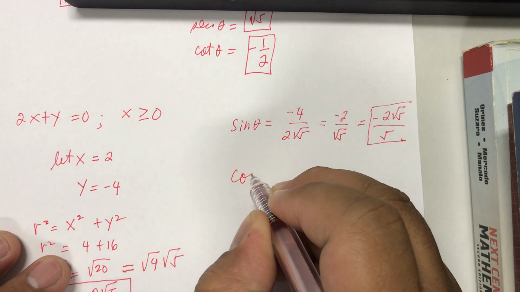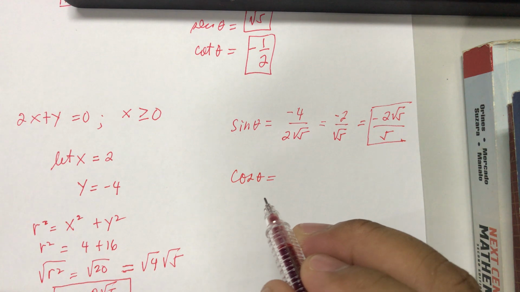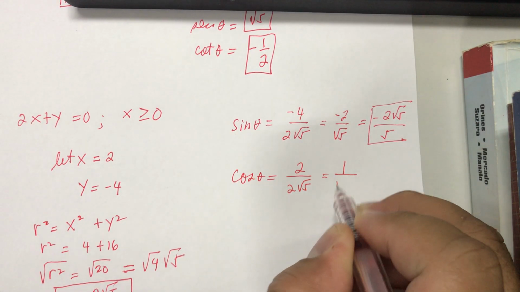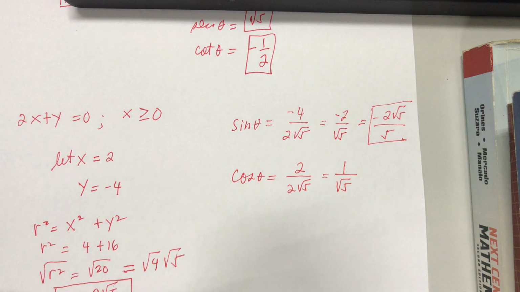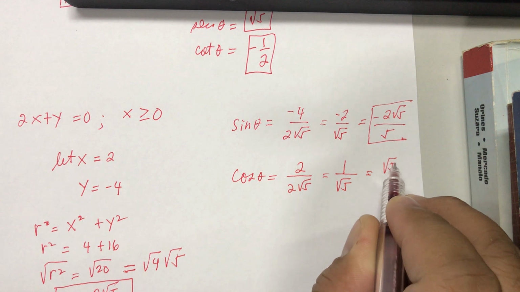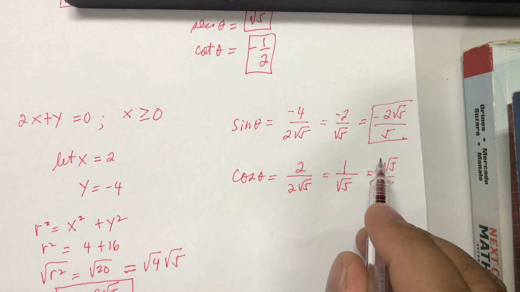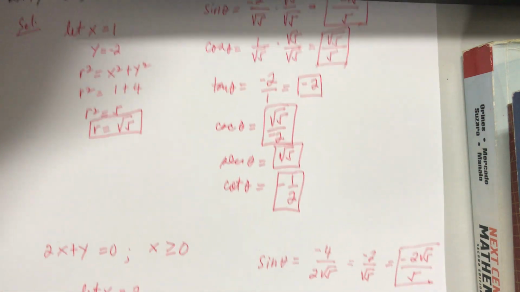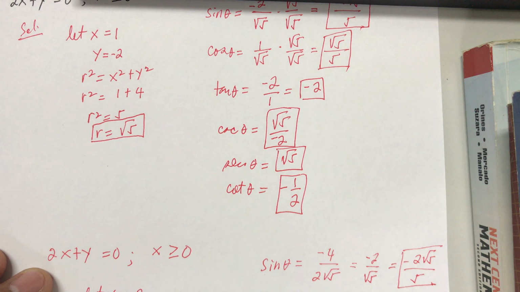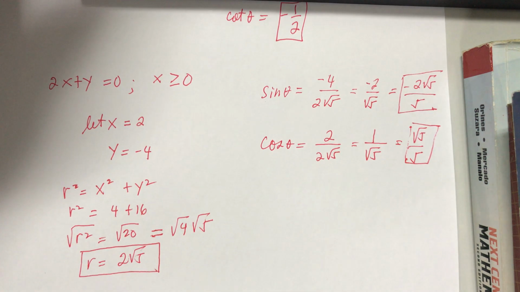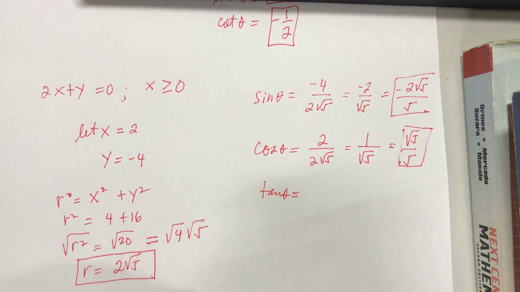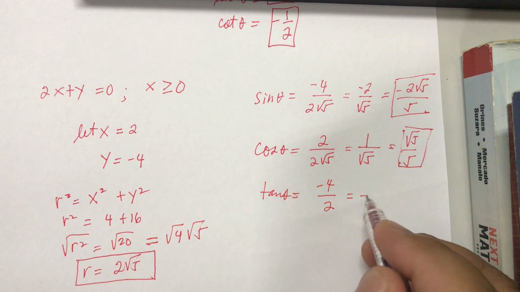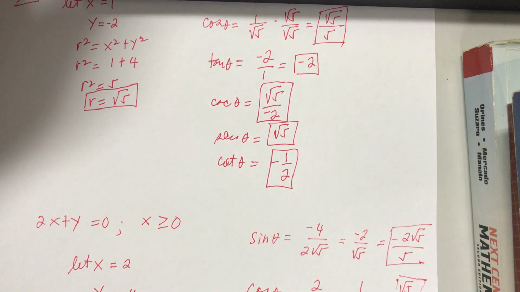What about cosine theta? Cosine theta is defined as x over r. So that's 2 over 2 square root of 5. You divide 2 by 2, so you have 1 over square root of 5. So that's square root of 5 over 5, after you multiply the numerator and the denominator by square root of 5, which is actually the same value that we obtained for cosine theta. Then you have tangent theta, which is y over x. Y is negative 4, while x is 2. Negative 4 over 2 is negative 2. Again, that's the same value of tangent that we obtained a while ago.